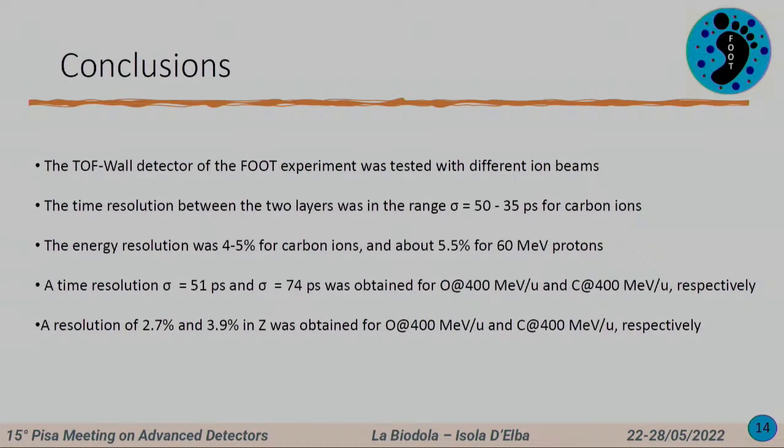So in conclusion, we measured the time resolution and the energy resolution of the TOF wall detector for the FOOT experiment. We obtained a time resolution in the range of 50-35 picoseconds between the two layers for carbon ion, then an energy resolution between 4 and 5%.